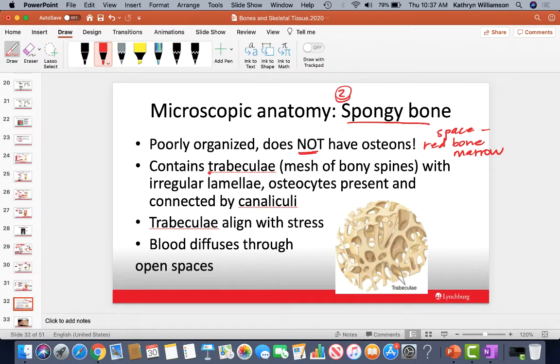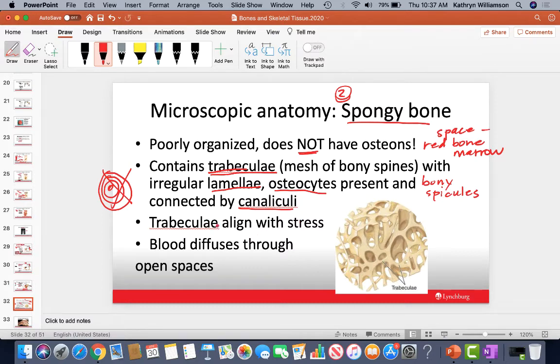So spongy bone is going to contain these kind of spines of bone called trabeculae. So they're kind of these bony spicules. Okay, so kind of a mesh of bones. They do have lamella, but they're irregular, so they're not shaped like the tree rings like we saw with compact bone. That's not what we see here. They're very irregular. They do have osteocytes present, and they're still connected by canaliculi because they still have to have a way to communicate with structures around them.